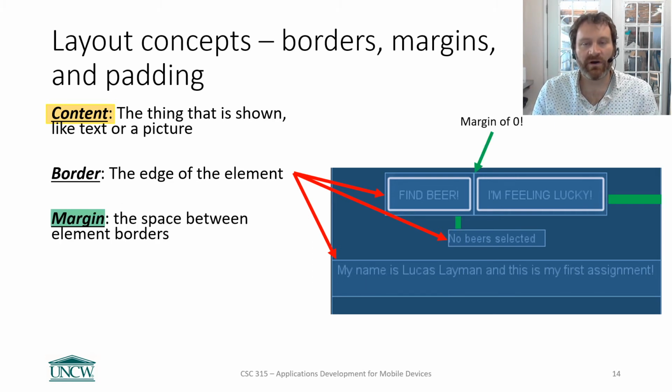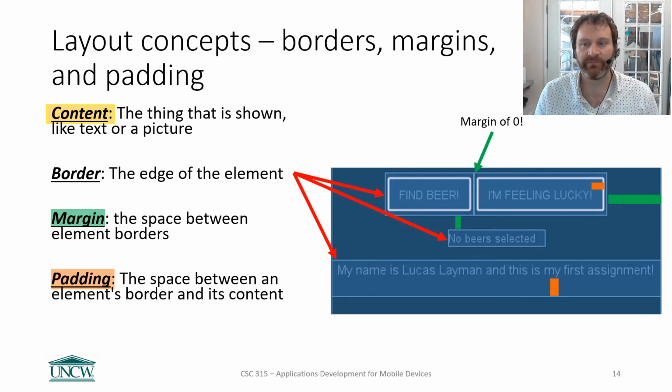Okay, the margin. The margin is the space between borders of widgets. These two widgets have no margin between them. This widget has a pretty large margin between its right edge and the right edge of the screen. And this guy has a top margin between itself and this view group up here. So margin: spaces around the borders, spaces between the borders of elements.